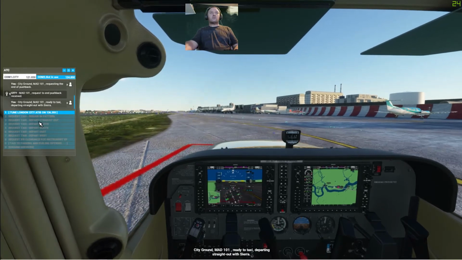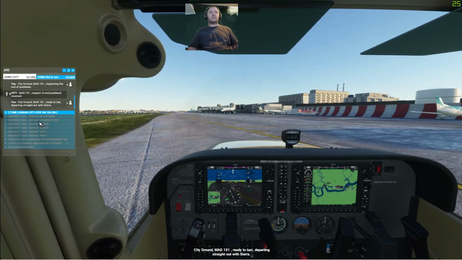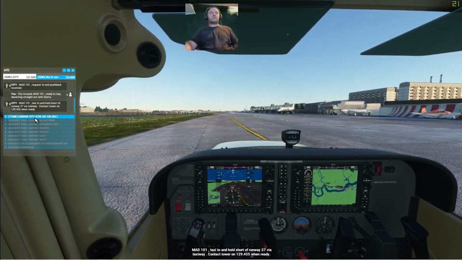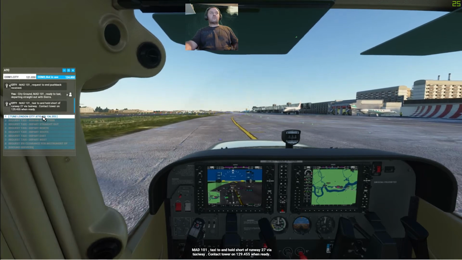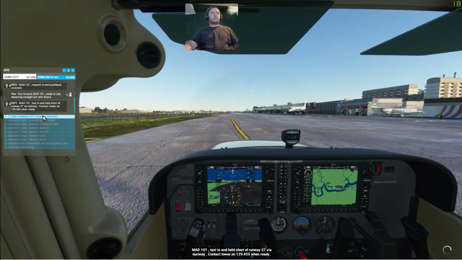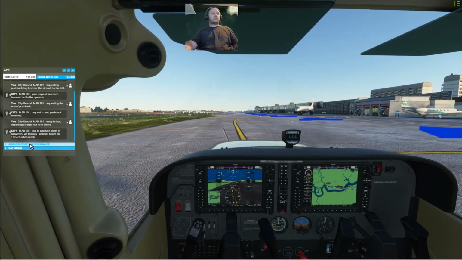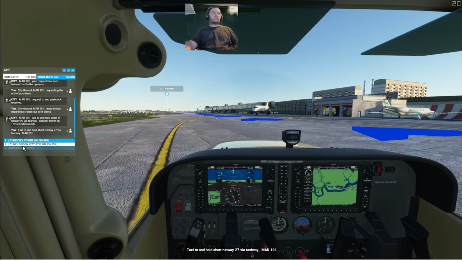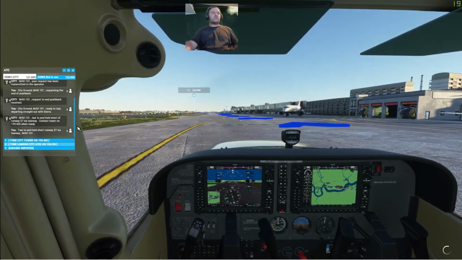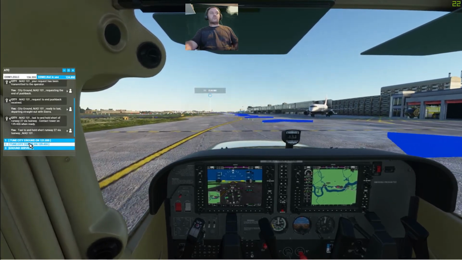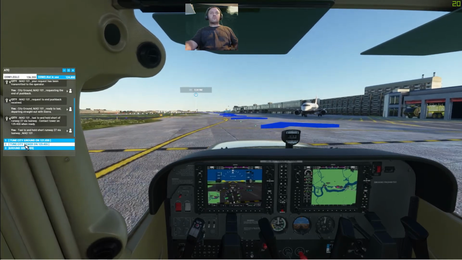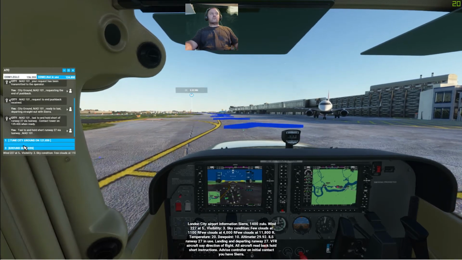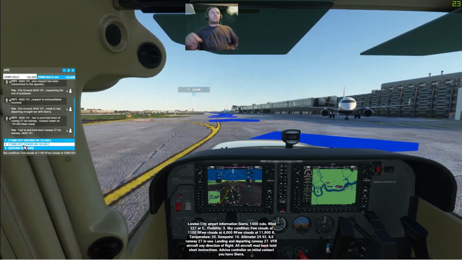City ground, Mat 101 ready to taxi departing straight out with Sierra. Mat 101 taxi to and hold short of runway 27 via taxiway. Contact tower on 129.455 when ready. Taxi to and hold short runway 27 via taxiway Mat 101. London City Airport information Sierra 1400 Zulu. Wind 227 at 5. Visibility tree.